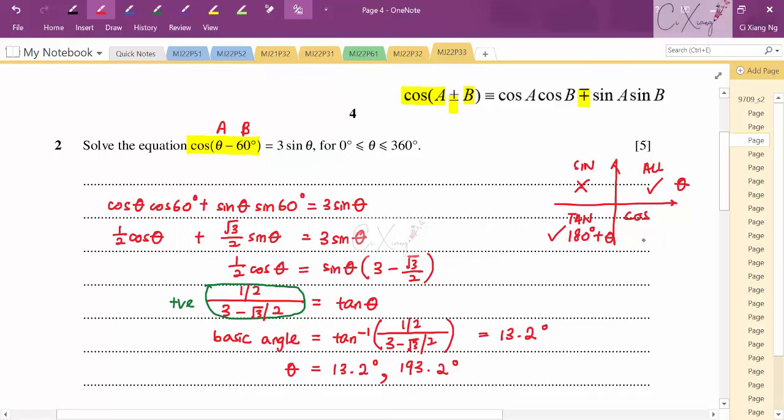Then for the last quadrant, cos is positive, tangent is not positive. Therefore, I also don't want the answer from this fourth quadrant. After I go through all the quadrants, we realize that we have gone through the range from 0 until 360. Therefore, the final answer for theta should be these two only, 13.2 and also 193.2.